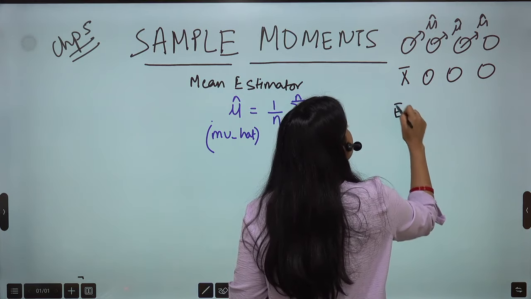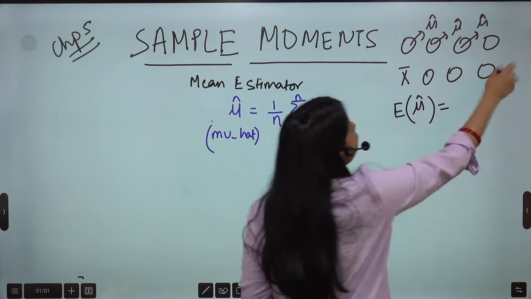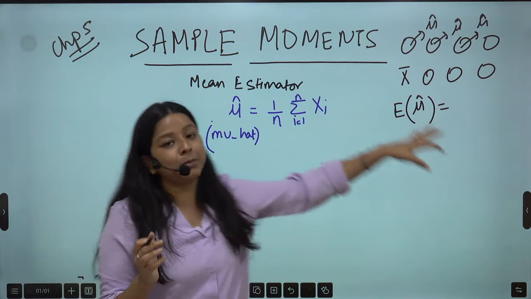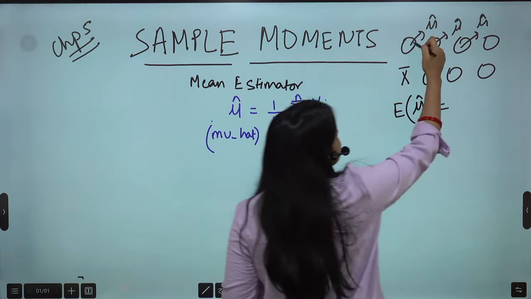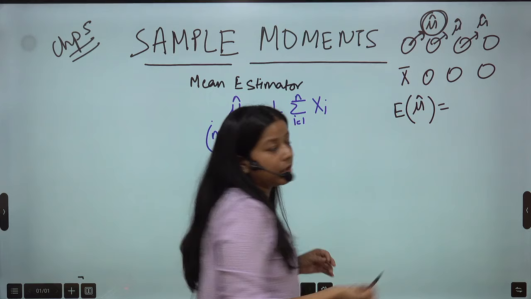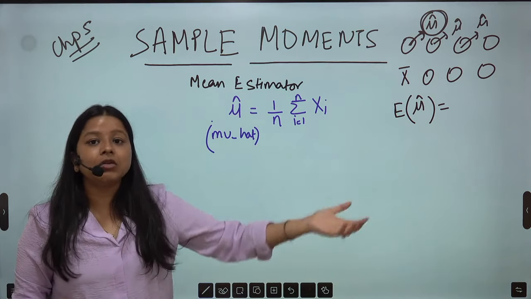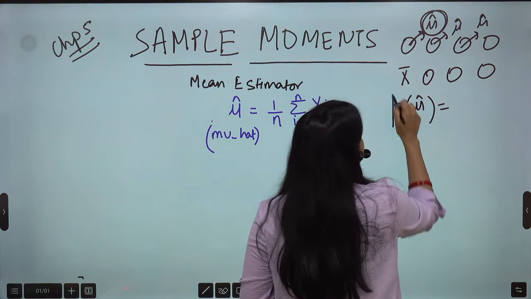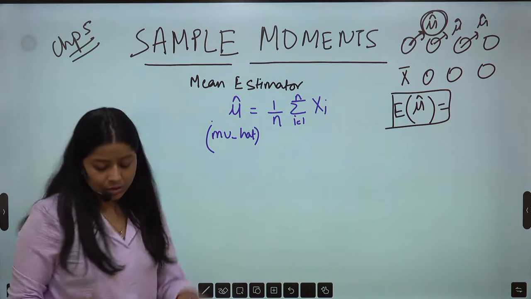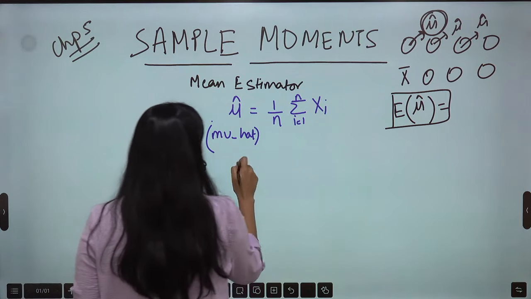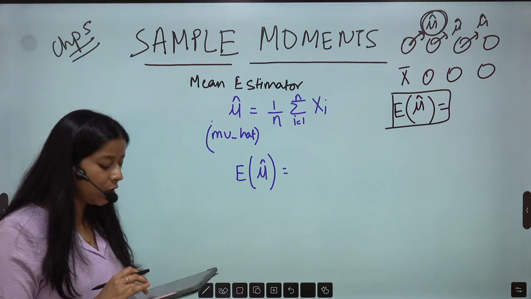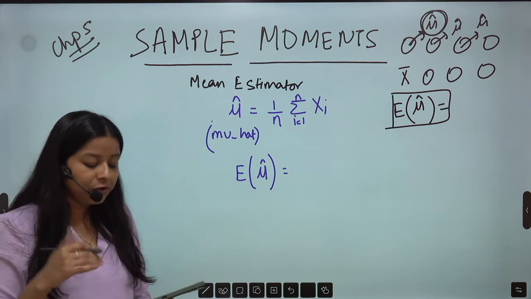Now, using these 10 mu hats, I ask you to find the expectation of all of these. Out of the 10 mu hats that you have calculated, I am asking you to give me the expectation of that. Because ideally, you are calculating the sample mean, which you are estimating for the population, to find out the unknown population mean. Now, I am taking the expectation of these 10 values, so I am taking the expectation of the mean.